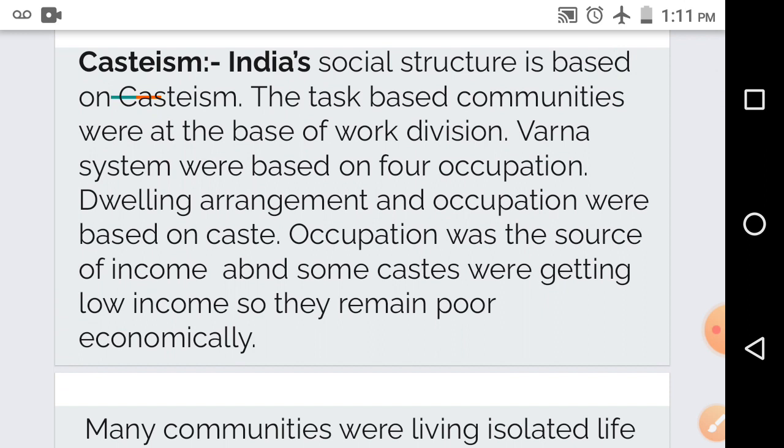Dwelling arrangements and occupation were based on caste, and as the base of occupation was the source of income, some castes were getting low income, so they remained poor economically.